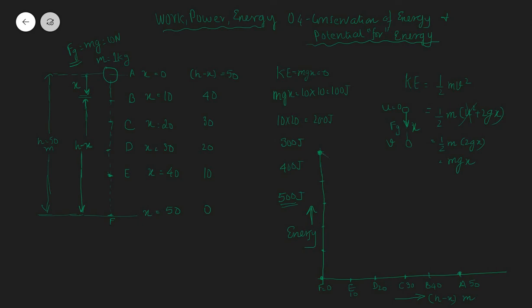So your graph is going to look like this. This is your kinetic energy at each point: 100, 200, 300, 400, and 500. So that's your kinetic energy graph.